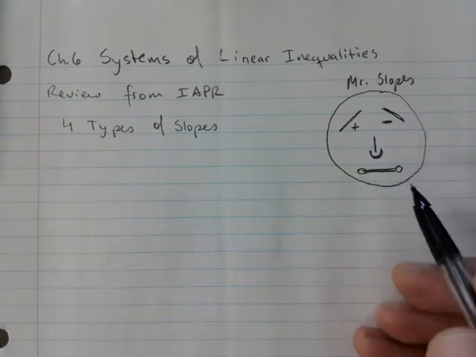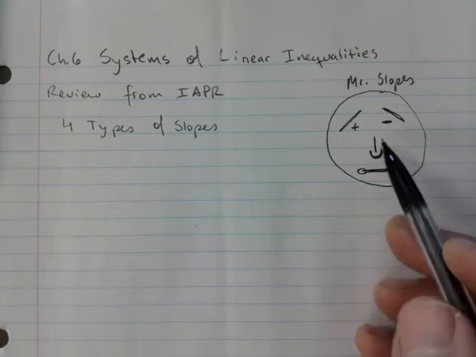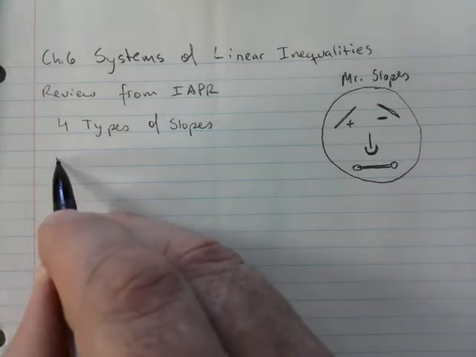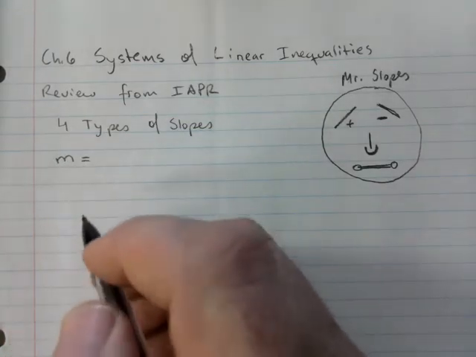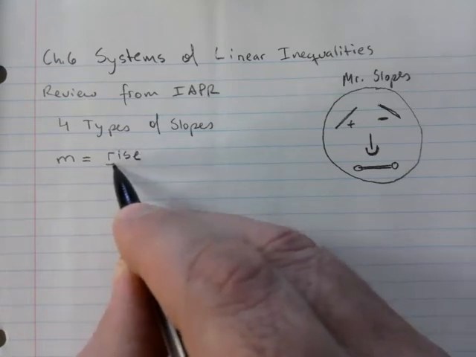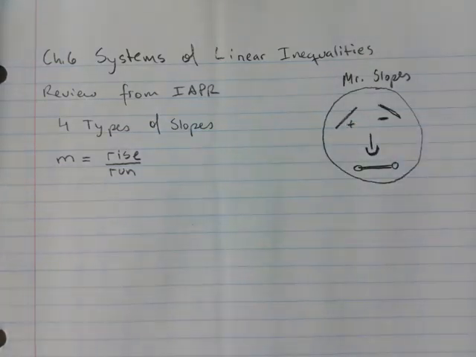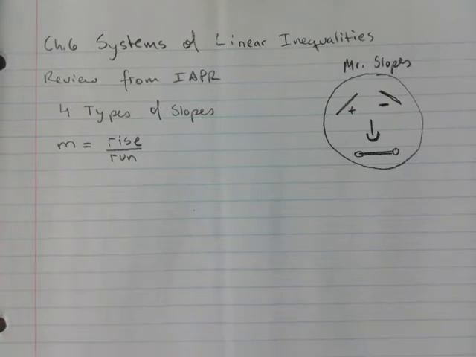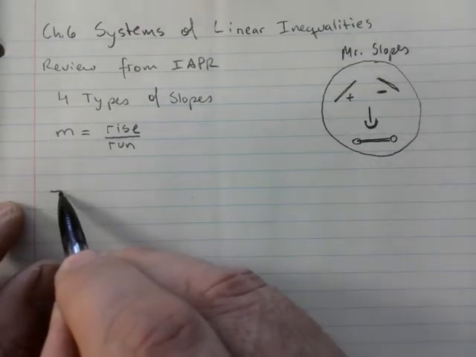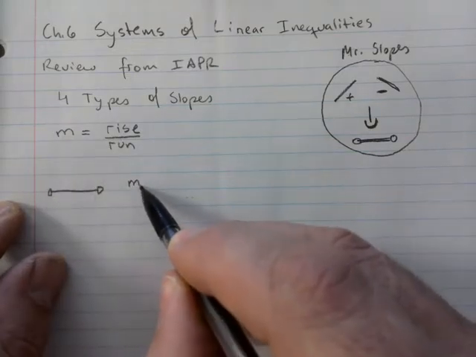A horizontal line has 0 slope, right? No rise. So it's always going to be 0. A vertical line has no run, okay? So I'm going to review that with you here. Slope, the letter M is used for slope, okay? And that would be rise divided by the run. So for a horizontal line, you'd have to agree with me here.